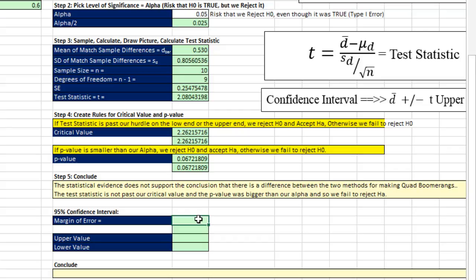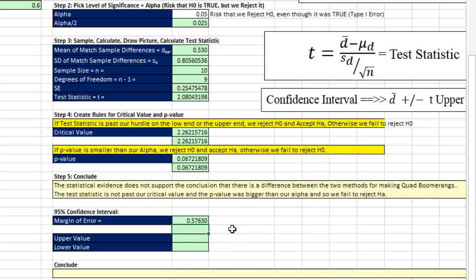Well, guess what? Margin of error is number of standard deviations times standard deviation. So equals, and for our margin of error, we've already calculated the critical value, which is 2.26. That tells us how many standard deviations times our standard error, which is our standard deviation. And there is our margin of error. We add or subtract that amount. So about 0.5763 minutes we have to add and subtract from our mean of the matched sample differences.